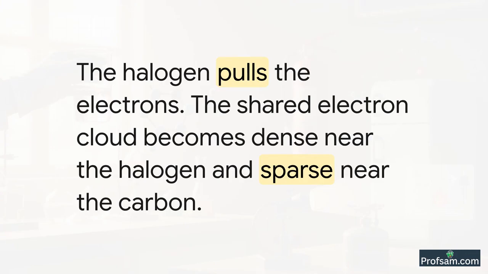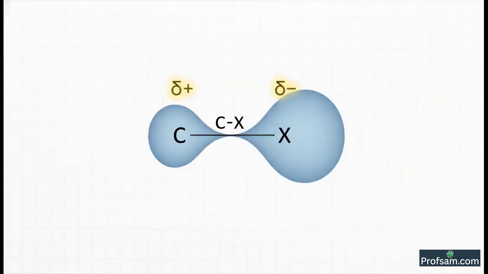Because of that powerful halogen vacuum cleaner we talked about, the cloud of shared electrons gets pulled out of shape. It's no longer symmetrical. The electron cloud becomes thick and dense near the halogen, and it becomes thin and sparse around the carbon. And this lopsided electron cloud is exactly what creates the polarity.